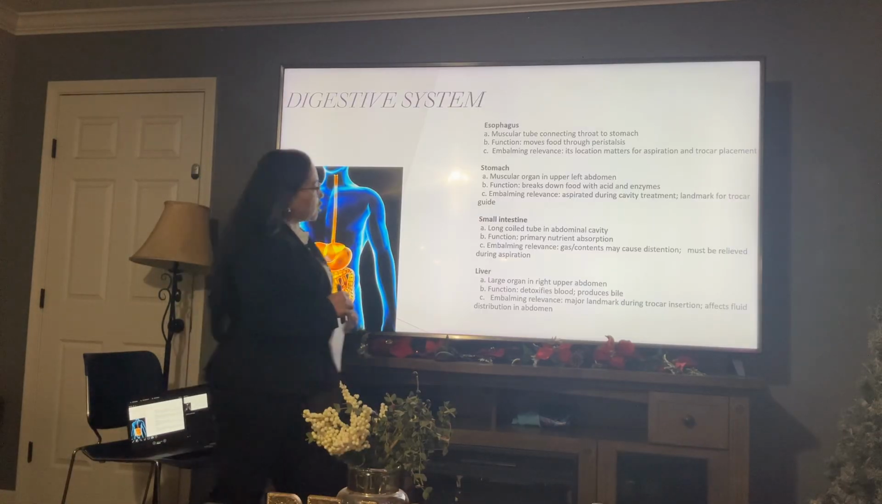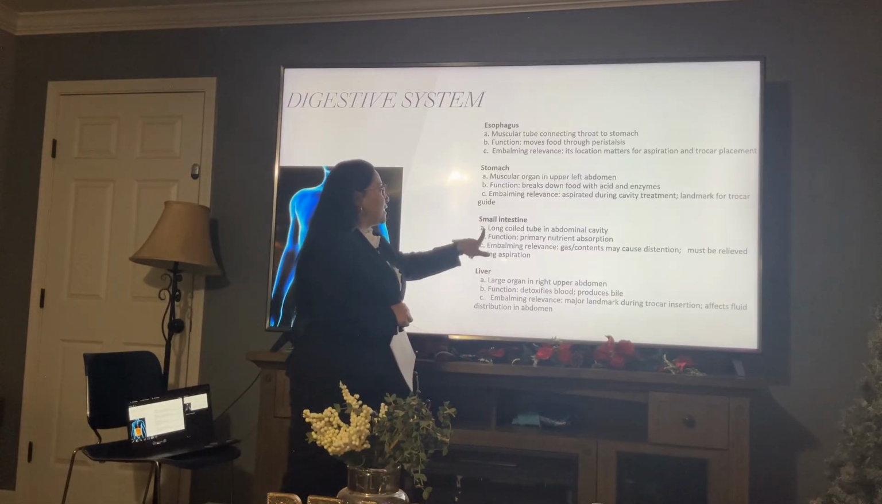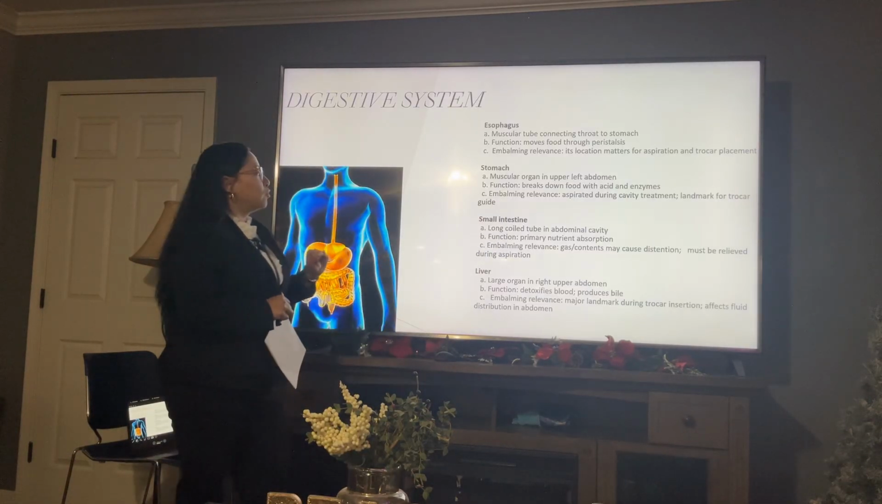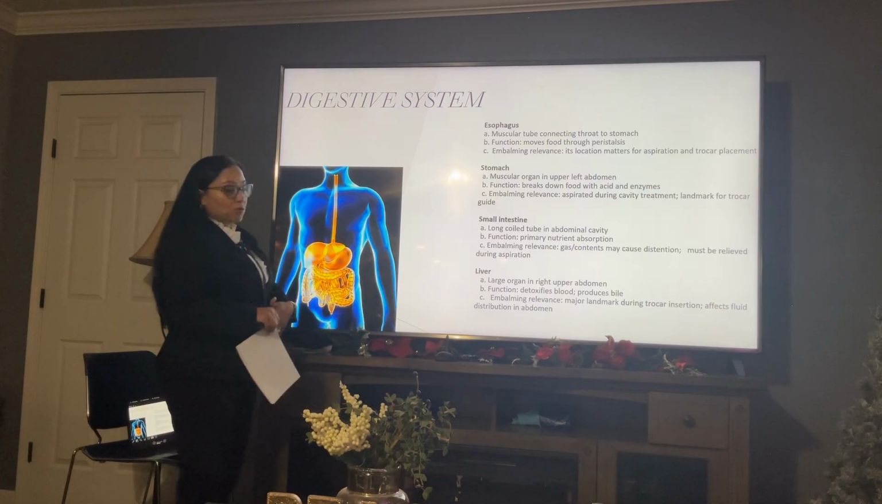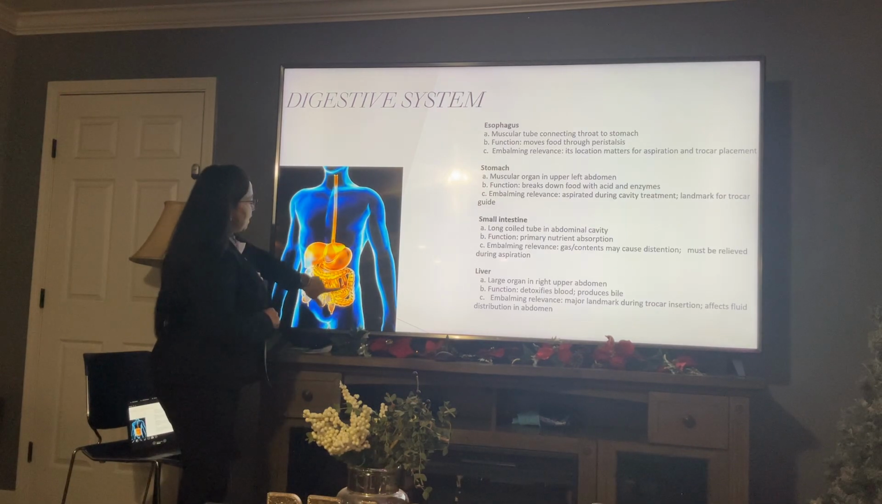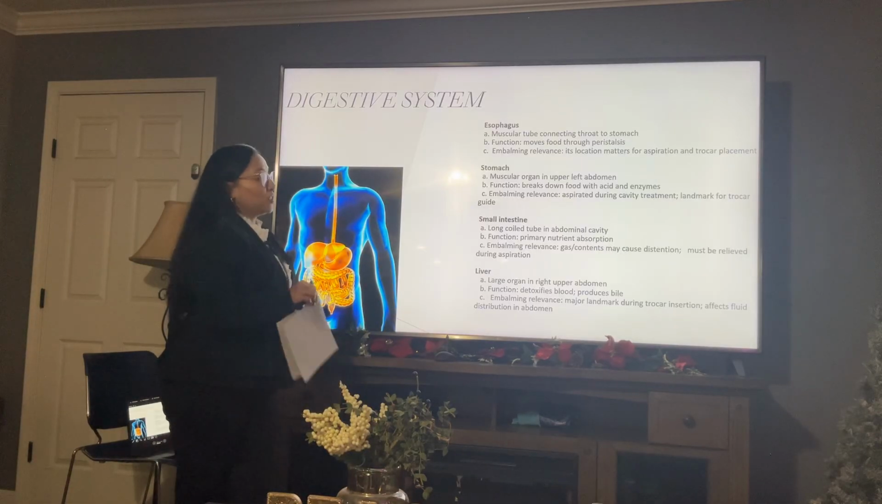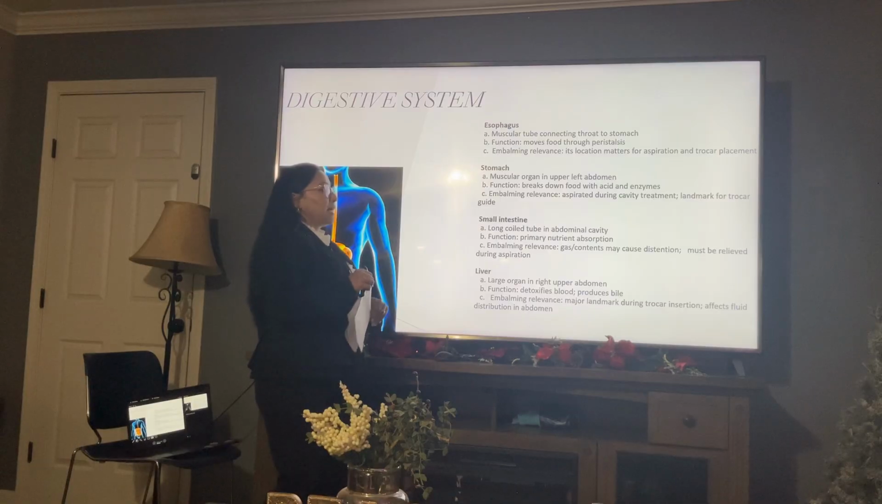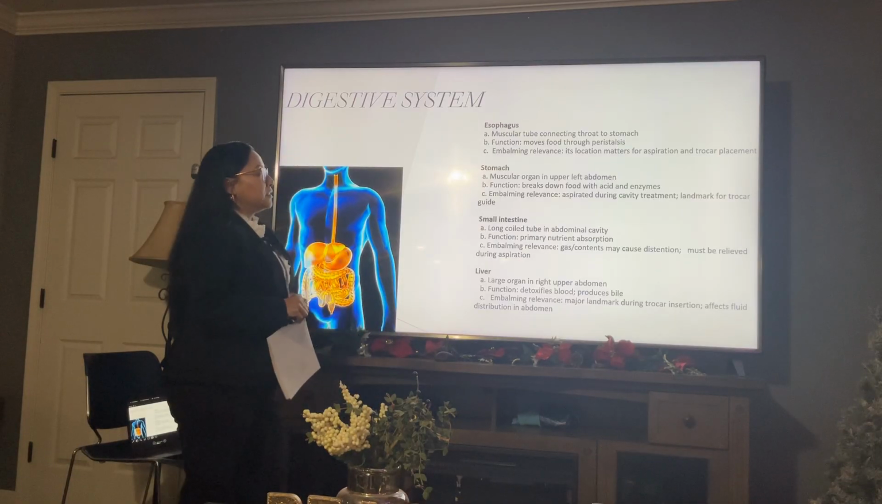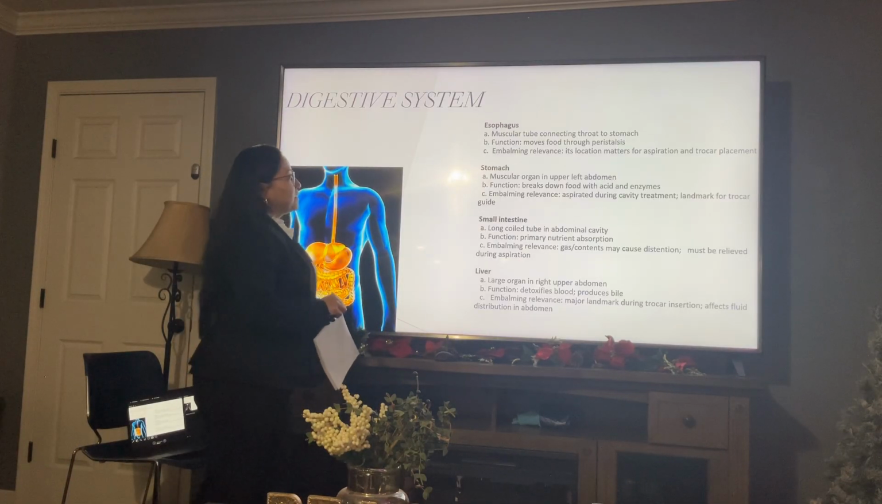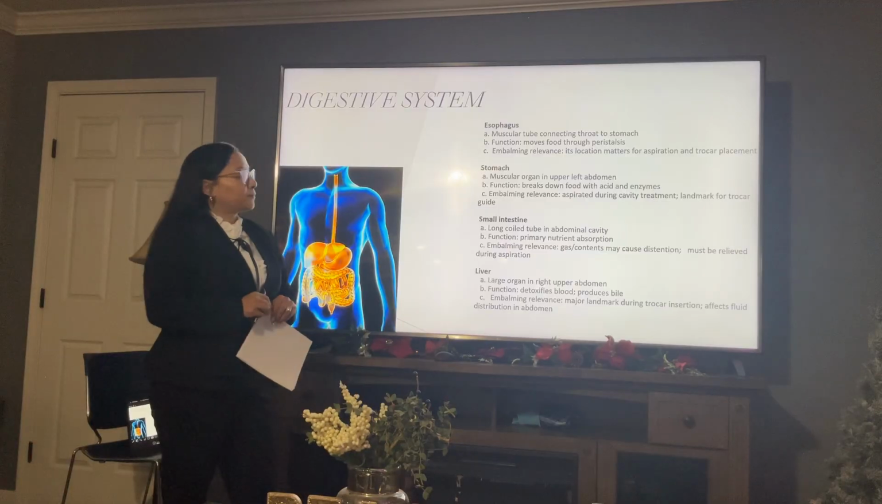The next structure is the small intestine, and it's a long coiled tube in the abdominal cavity, which is right here. And the function is primary nutrient absorption. Embalming relevance is gas content may cause distension, must be relieved during aspiration.